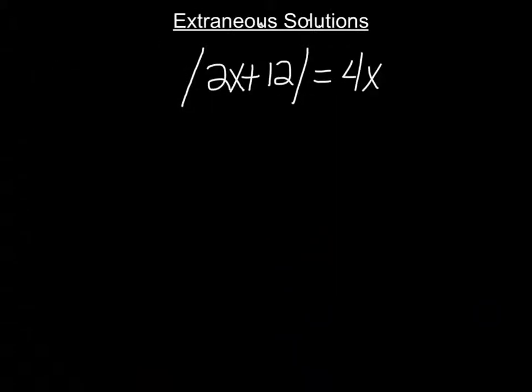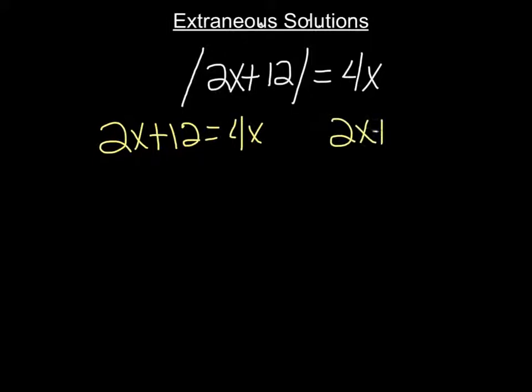The last thing that we are going to look at in this lesson is checking for extraneous solutions. So here we have a problem. It's an absolute value equation. So remember, we must write two equations. 2x plus 12 equals 4x, and then we will have 2x plus 12 equals negative 4x.